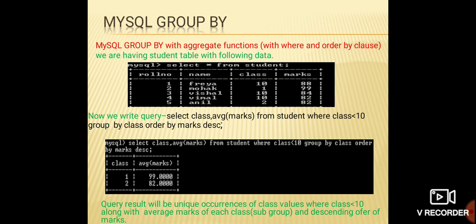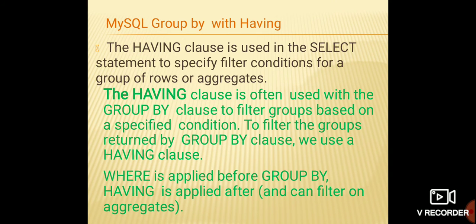You can see the query also, how it has been written, like select class, I want to extract only the class and the average mark of that particular class from the student table, where the class is less than 10, since the question has said that it should be less than 10th class. Okay, and group by class, according to class I want to group, and order by what? Marks.